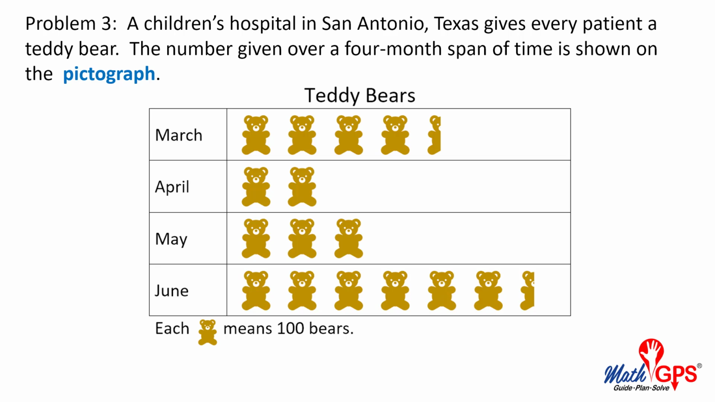How many more bears were given away in March and June than given away in April and May? Why do you think more bears were given away in June?